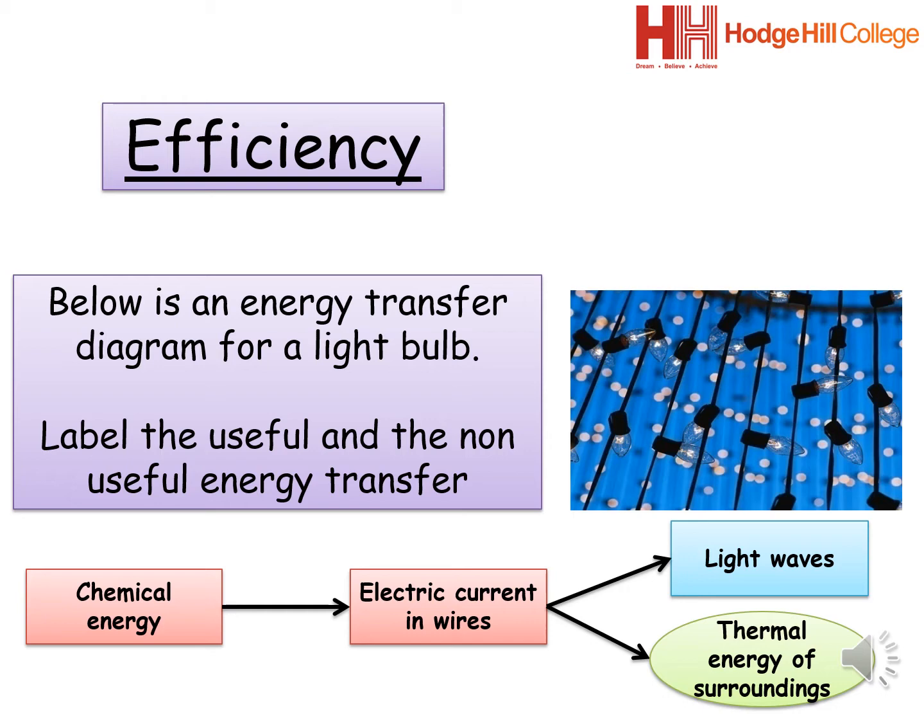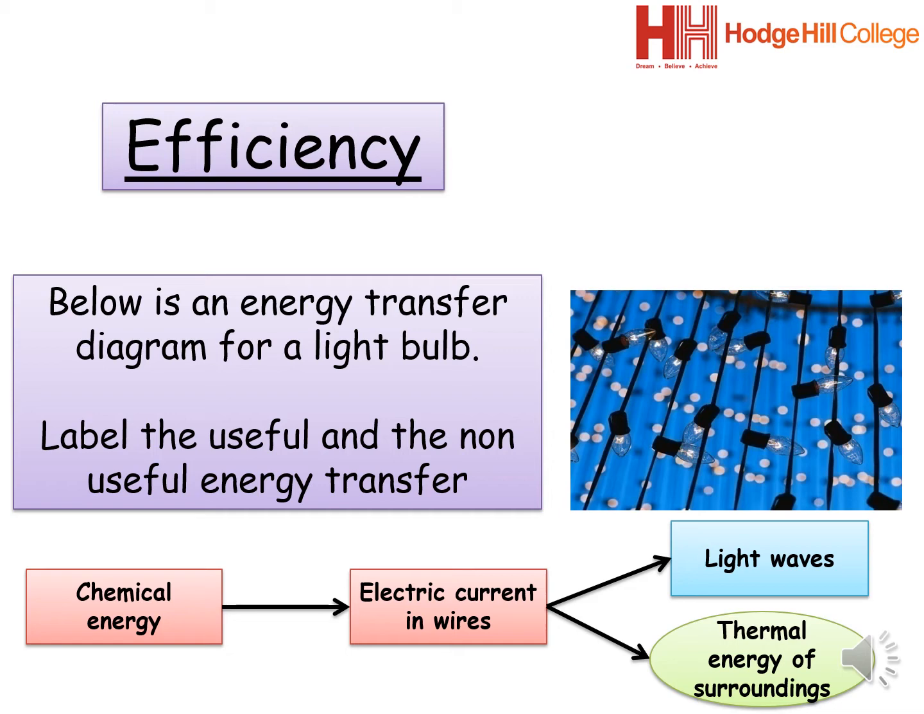Then the first task is for you to write out the energy transfer diagram that you can see in front of you. That's the energy transfer diagram for a light bulb. So you'd write it out as it is, please, on your pieces of paper. What I would like you to do when you've done that is to label the useful and the non-useful energy transfers that are occurring in this diagram.